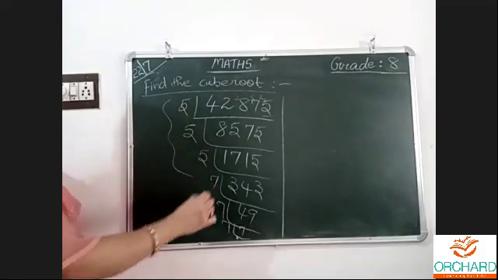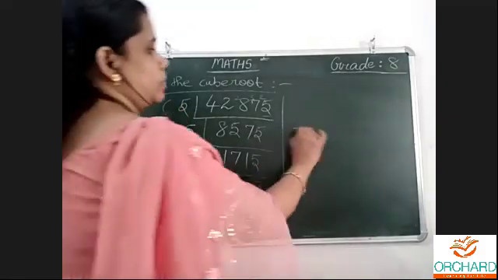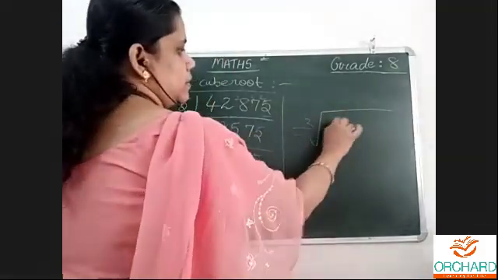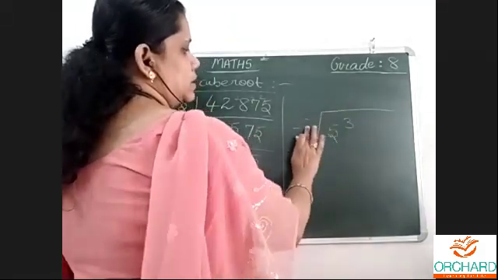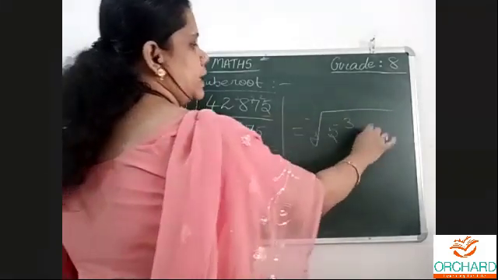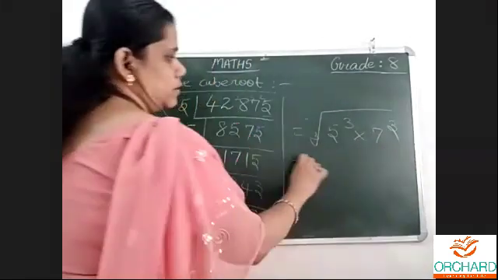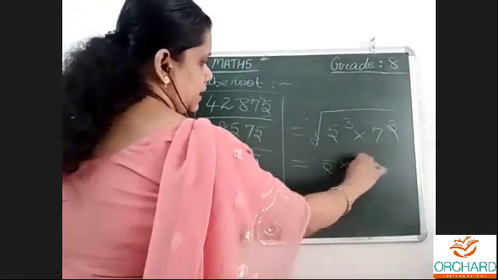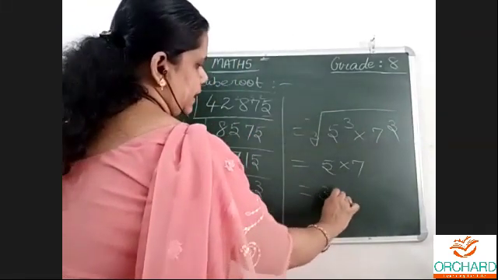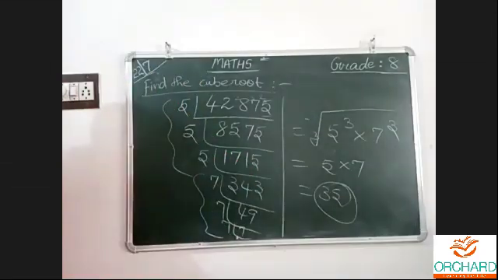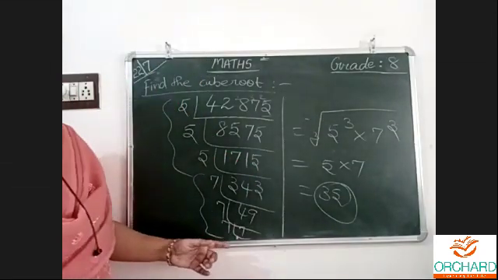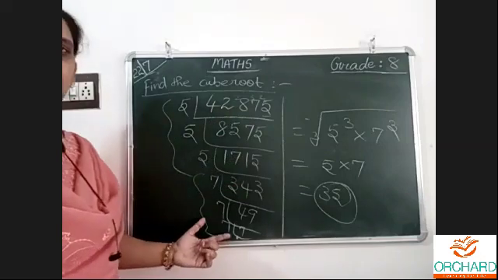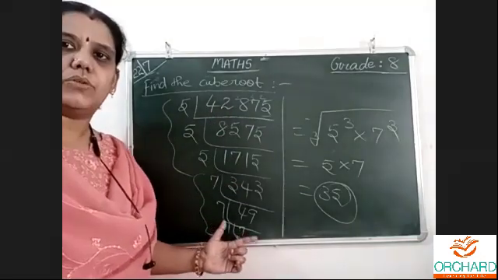1, 2, 3 forms a group, 1, 2, 3 forms a group. The cube root of 5 cube into 7 cube. These 3 should be written here, okay? 5 cube into 7 cube. 5 7s are 35 is the answer. Then example sum, page number 50. This one is not given in the example, so I gave you to do.